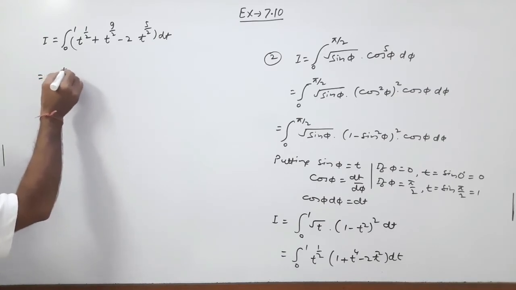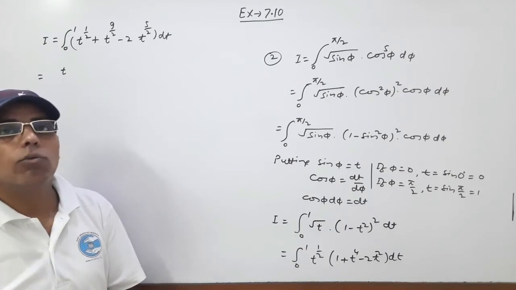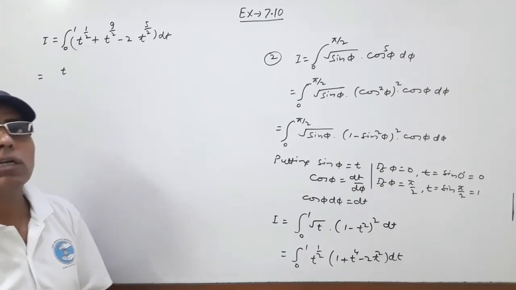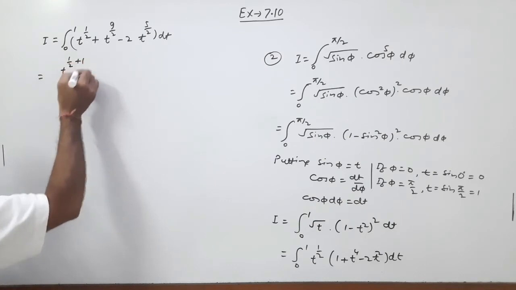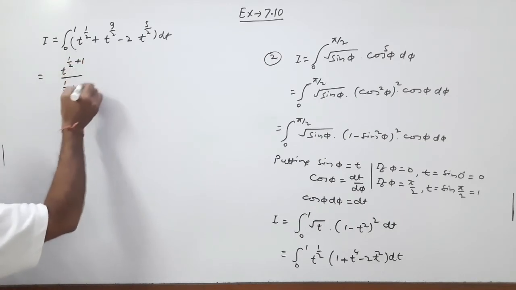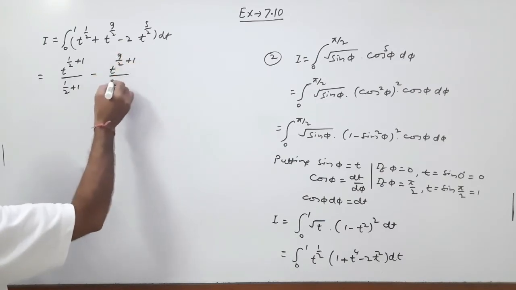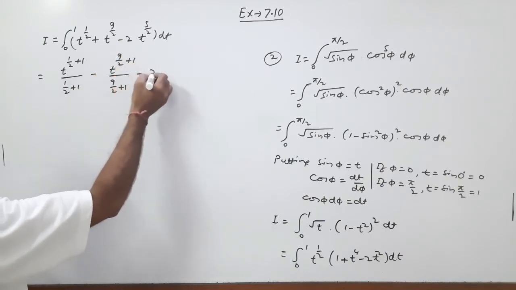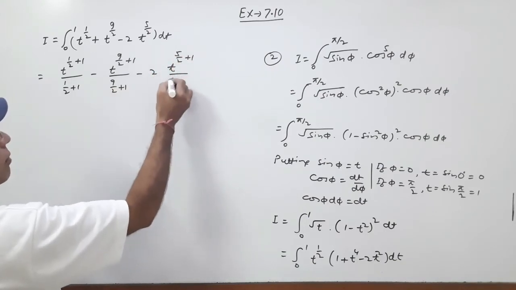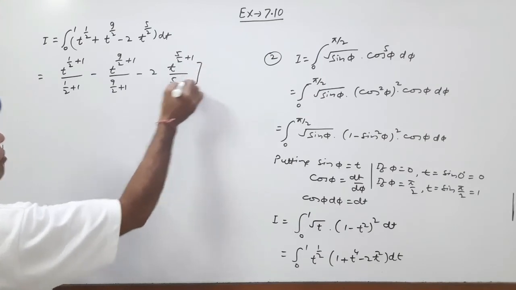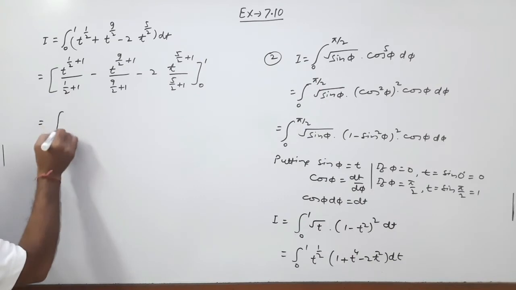Now we are integrating by using the formula x to the power n integrates to x to the power n plus 1 upon n plus 1. Then we have t to the power half plus 1 upon half plus 1, minus t to the power 9 by 2 plus 1 upon 9 by 2 plus 1, minus 2t to the power 5 by 2 plus 1 upon 5 by 2 plus 1, and the limit is from 0 to 1.